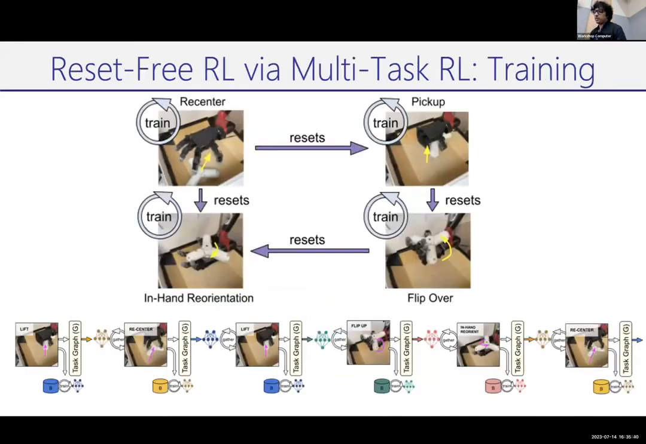Well, you might have a system which tries to lift up the object, drops the object, let's say. Then you try to learn the skill of recentering. Once you've got the recentering perfect, you can lift it again. Let's say it was successful. Then you can try flipping it over, try in-hand reorientation, and so on. Right? So you have this continual process of trying different tasks, which looks something like this.